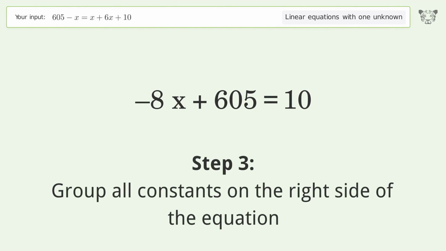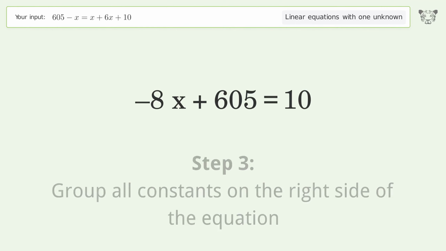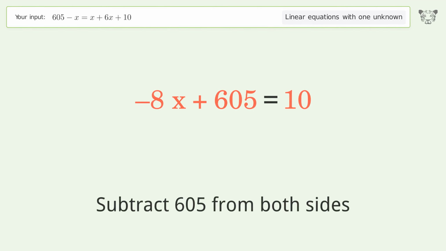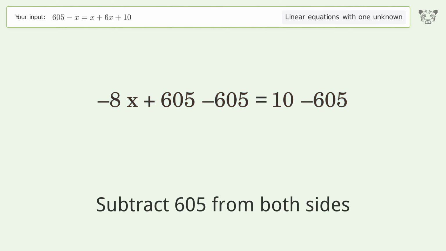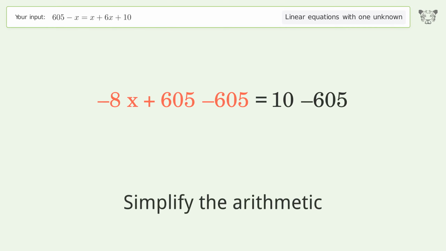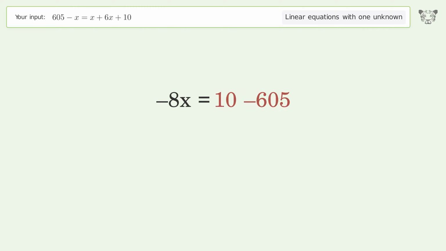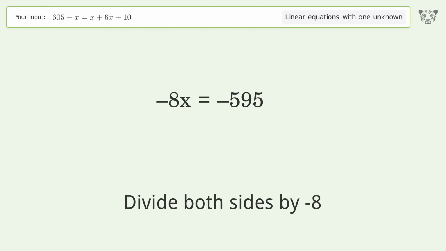Group all constants on the right side of the equation. Subtract 605 from both sides. Simplify the arithmetic. Isolate the x. Divide both sides by -8.